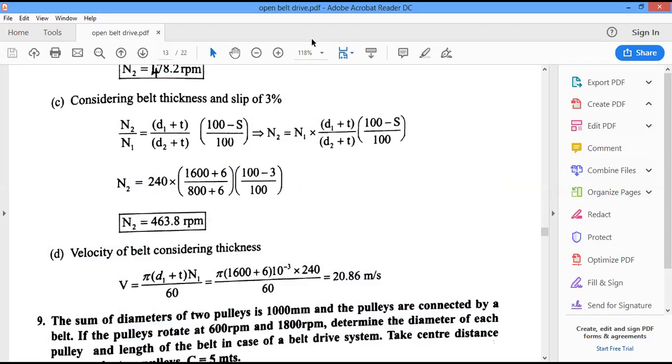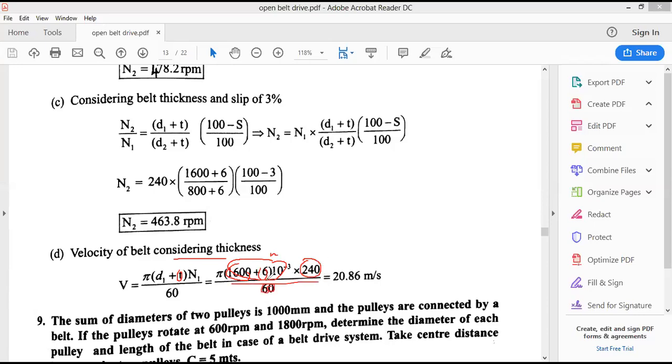Next is considering the velocity of the belt drive, considering the belt thickness. Same, only one small change: just add the thickness to the diameter. So pi d n, where the d value will be d1 plus t. So pi into 1600 plus 6 mm into 10 to the power of minus 3, which means we are keeping all these terms in meters, and 240 rotations per minute, divided by 60.